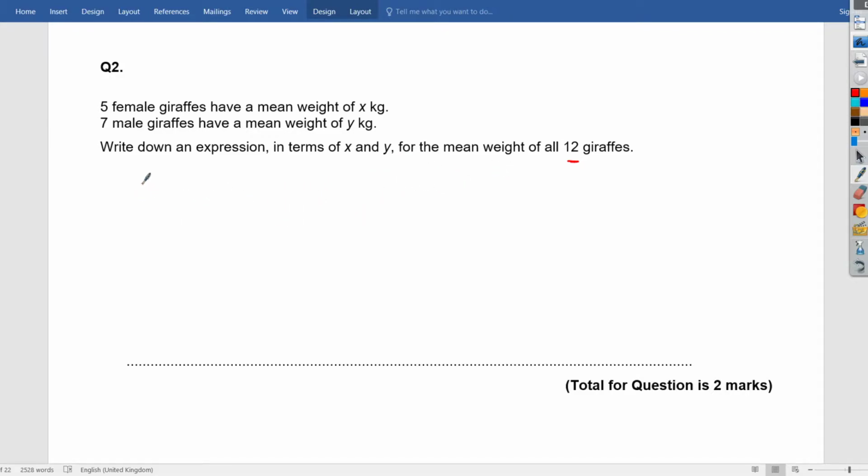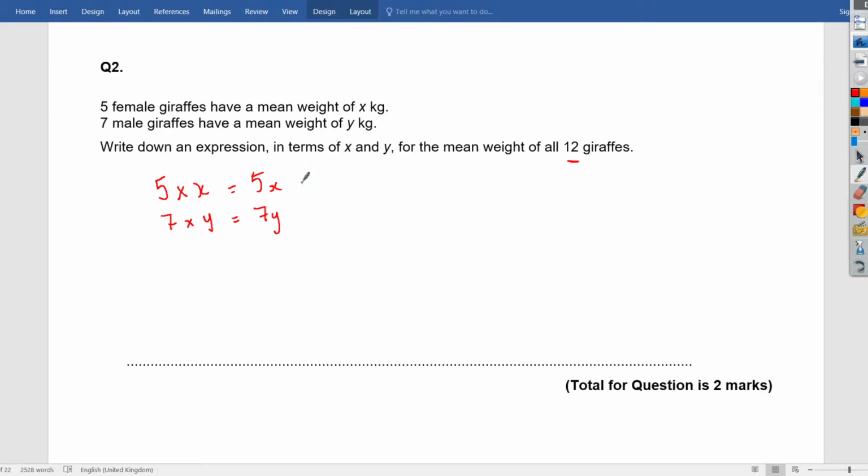12. So female, there are 5 female, and they have a mean weight of X. So let's just say 5 times X, so that's going to give me 5X. And I've got 7 male giraffes, and they have a mean weight of Y, which means each giraffe is approximately Y kg, weighs Y kg, so that's going to give me 7Y.